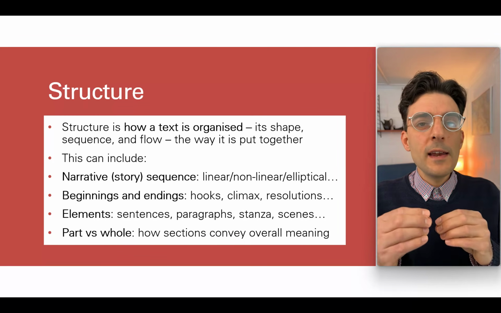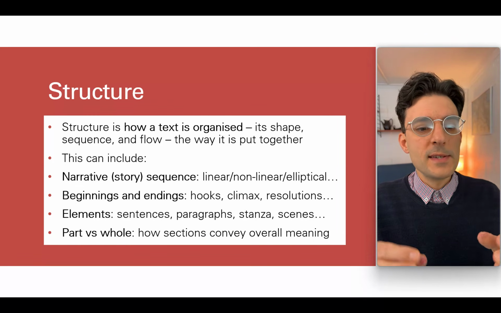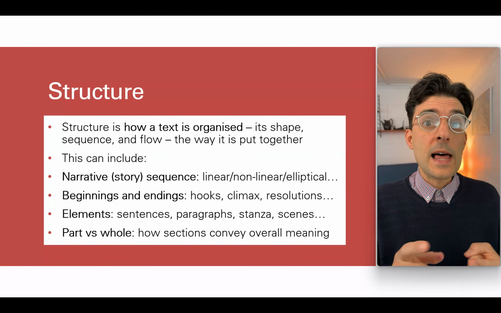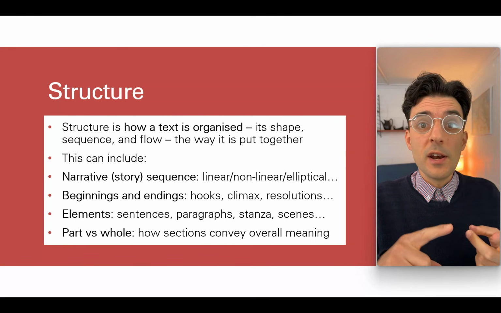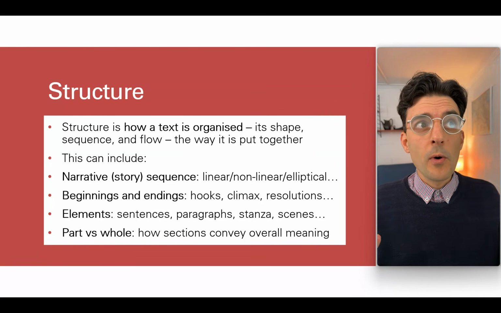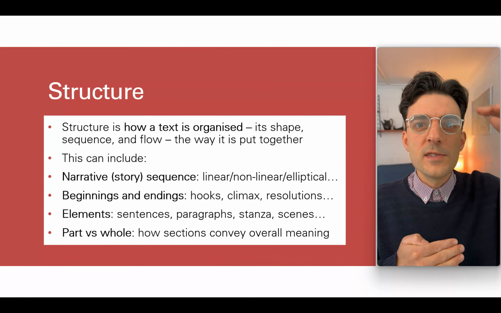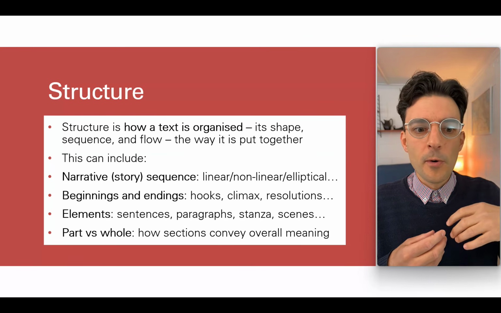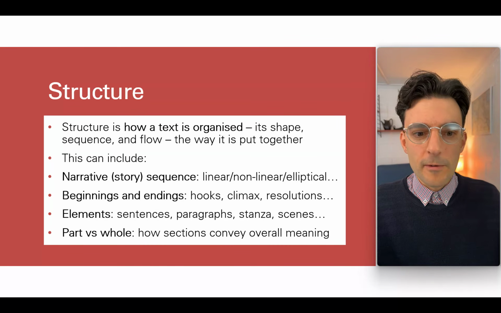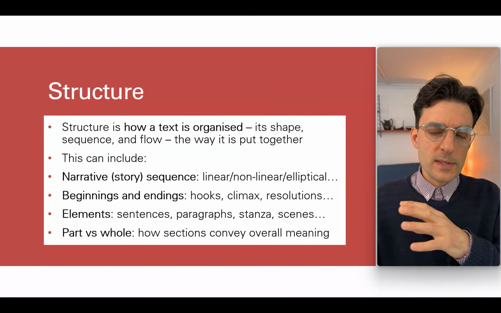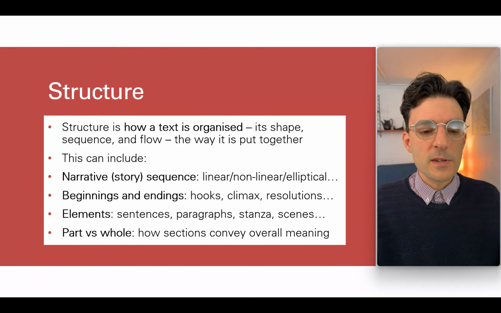We might even get into nitty-gritty specific elements here. So we might look at structure at more of a micro level, considering things like sentences, sentence construction, paragraphing within a piece of writing, stanzas within a poem. What kind of form has the poem adopted? Has it adopted a four stanza form? Is each stanza an equal number of lines? Why is the text doing that, for example? And even considering scenes and sequencing within a film text, for instance, too.